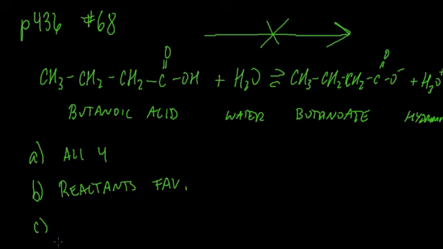C, is the concentration of butanoic acid and butanoate ion constant or changing at equilibrium? At equilibrium, there's no net change. Remember? No net change. So the answer is no, they're not changing.